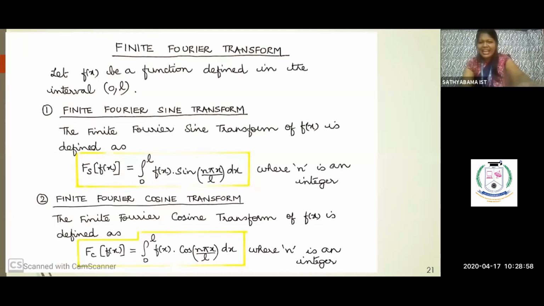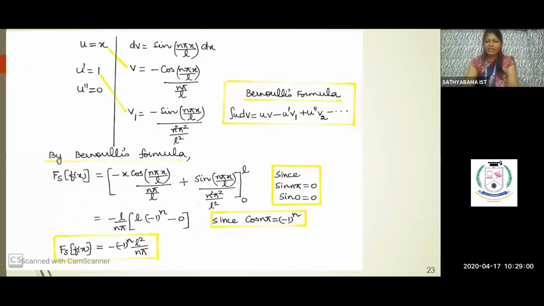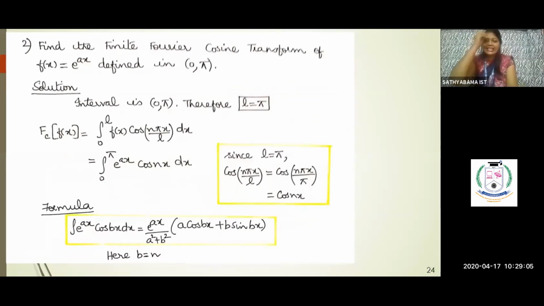Substitute for f of x and integrate. And how did we integrate? We used Bernoulli's formula. Okay. So I have just one more problem to be done. This is slightly different because I've taken the interval to be 0, pi.